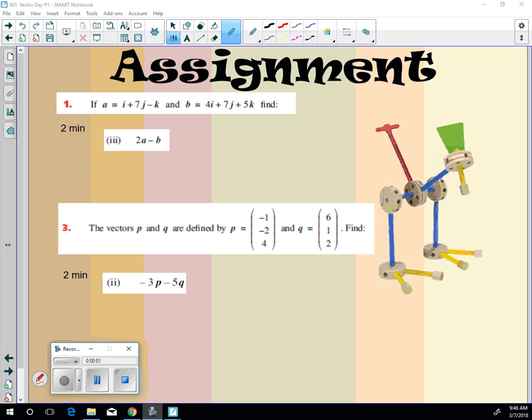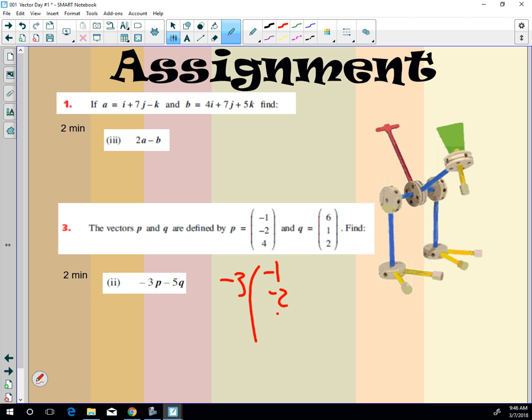Some problems. We're going to do number 3 from the assignment. It says negative 3p minus 5q. So you go negative 3, p is negative 1, negative 2, 4, and then minus 5q, which is 6, 1, 2. Now you can do this a couple of different ways.